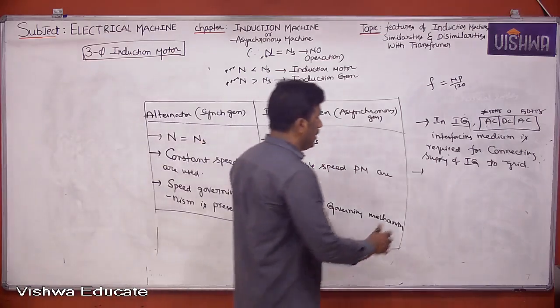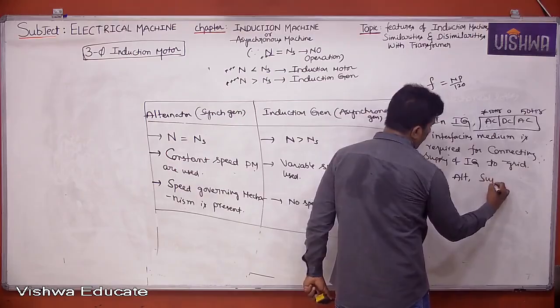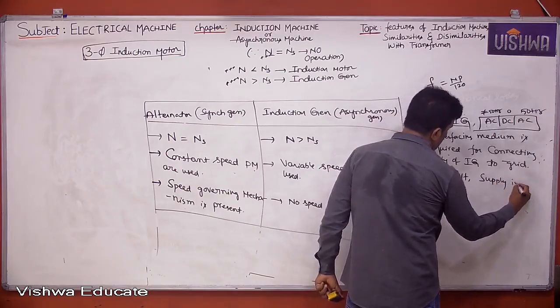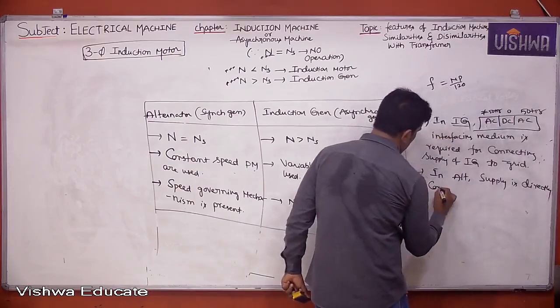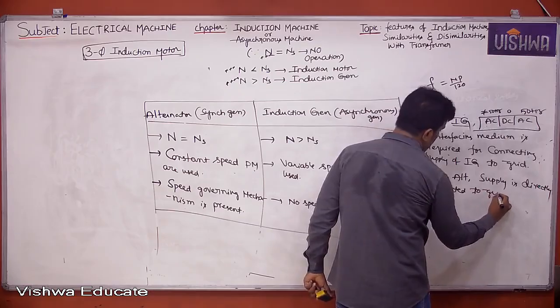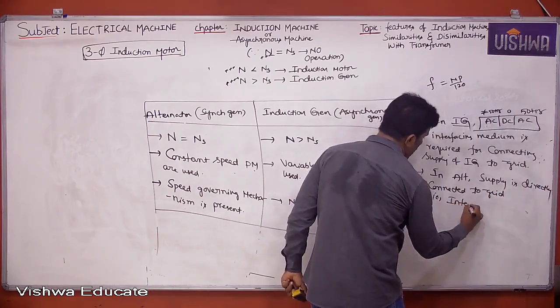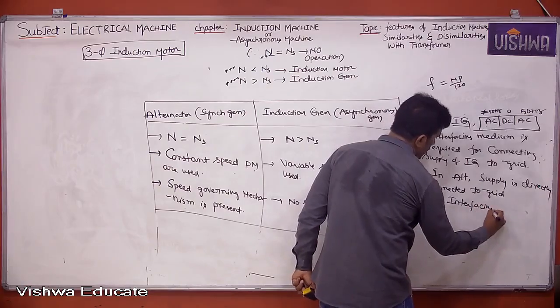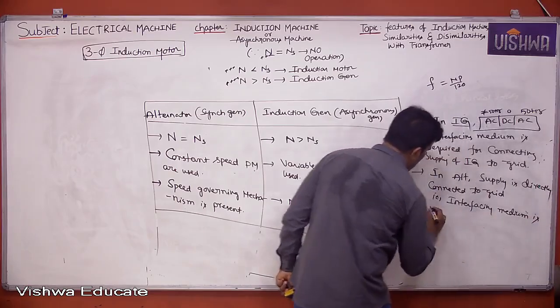So let me write here: in alternator, supply is directly connected to the grid. Is an interfacing medium required or not required? Not required. Interfacing medium is not required.